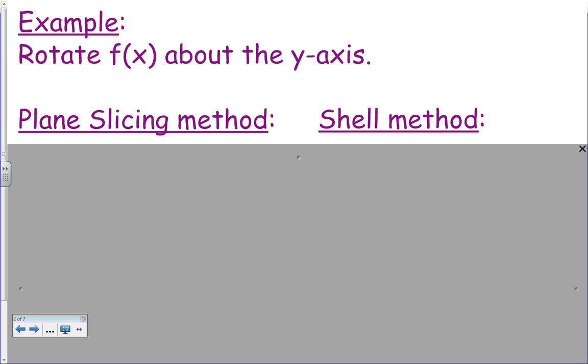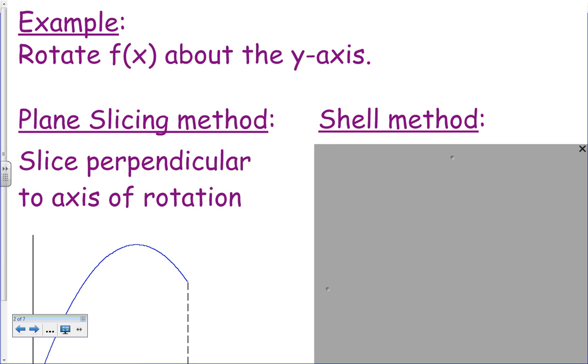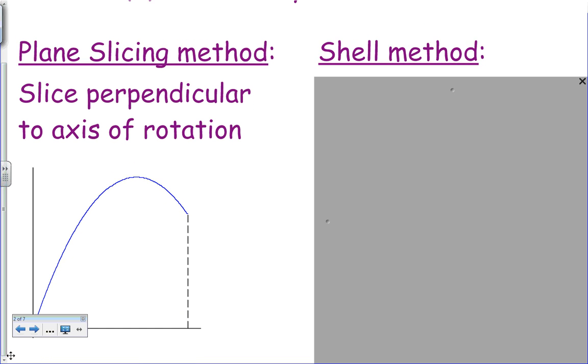All right, so let me just slide this over. And let's say that this is our function here, f of x. And we want to rotate this again around the y-axis. In fact, I'll go ahead and mark that we're rotating around the y-axis. Put a little arrow here to indicate our axis of rotation.